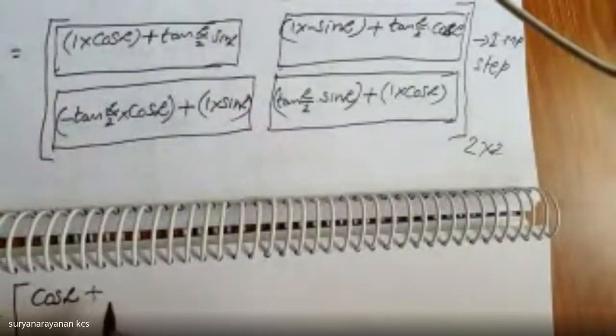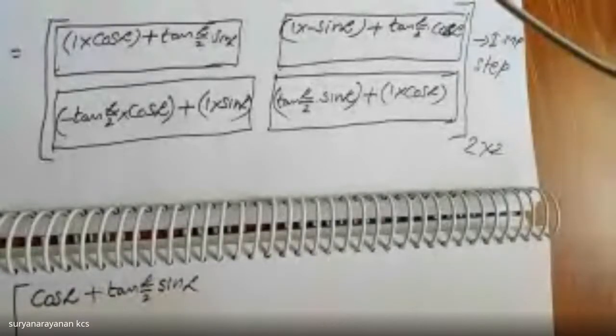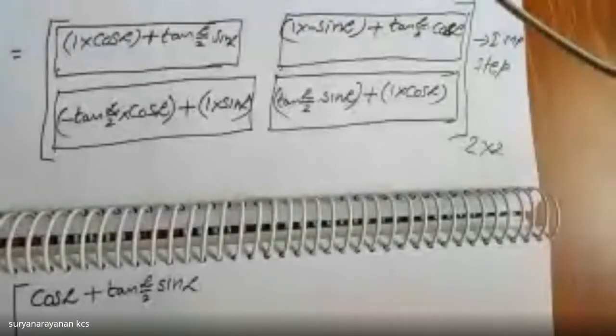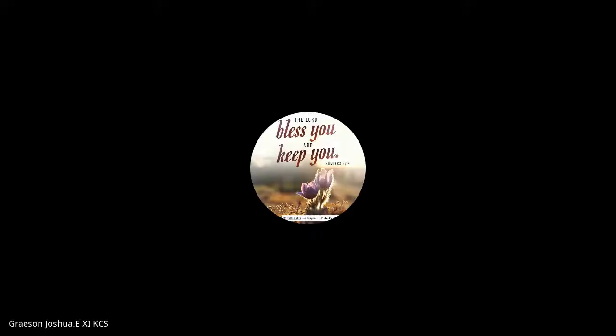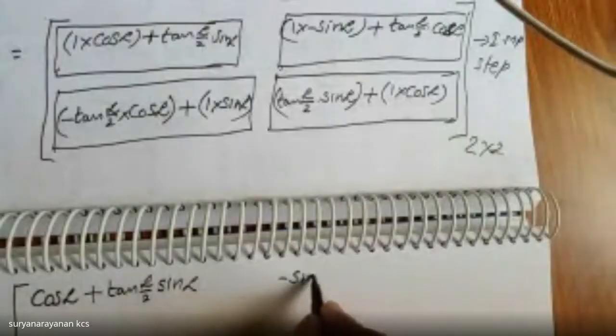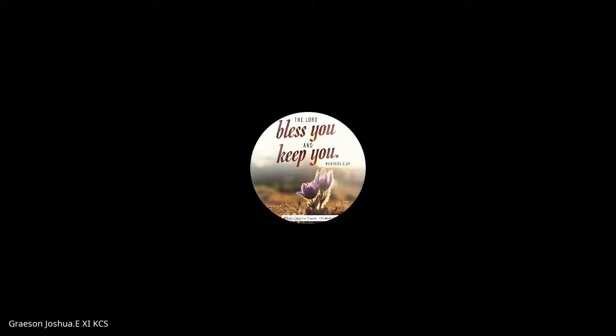Tell me what is the first element: cos alpha plus tan alpha by 2 sin alpha. Next, what will you get here? Second element: minus sin alpha plus tan alpha by 2 cos alpha.